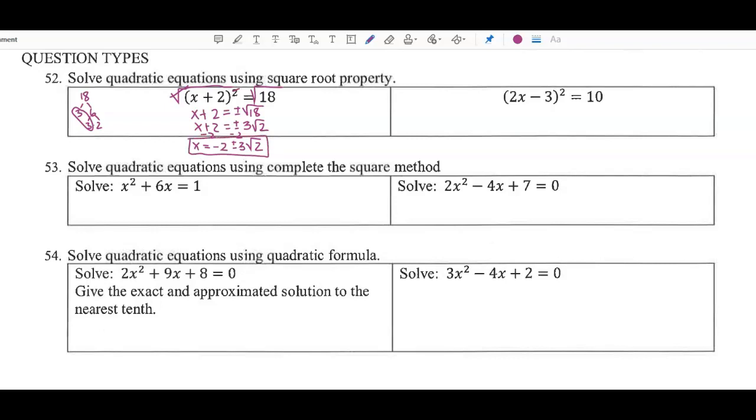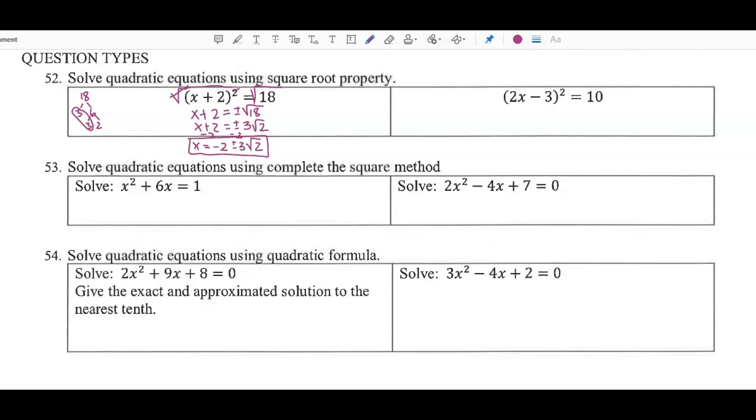Okay. And remember, this means these are two different solutions. Negative 2 plus 3 square root of 2, sorry, I didn't say negative 2 before, or negative 2 minus 3 square root of 2. And again, I'll leave that one for you to do.